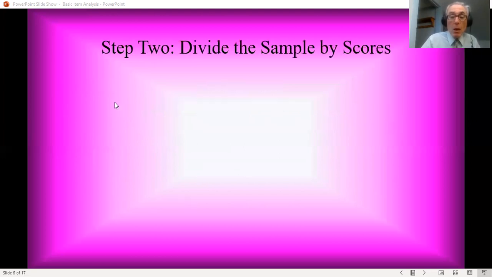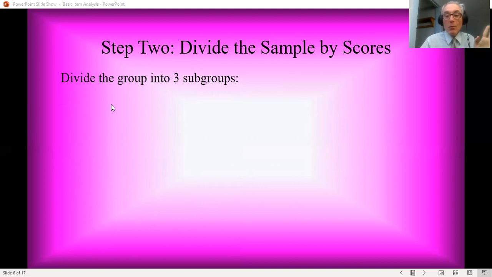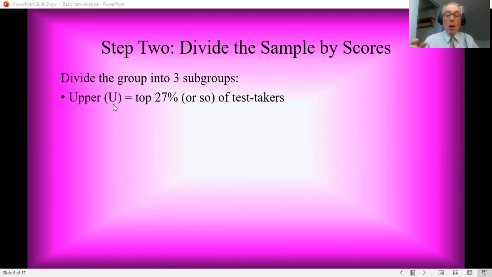That's the beginning. Now, step two, we've scored the test. We have our table showing each person, how they did on each item on the test. And now we're going to divide the sample into actually 3 subgroups, only 2 of which we're going to be concerned with, though. One group is the upper group, represented by an uppercase U. And ideally, this is about the top 27% of test takers. Why 27%? Some statistician wrote a cool paper back in, I think, the 1940s, in which he showed that this was the optimal cut point.